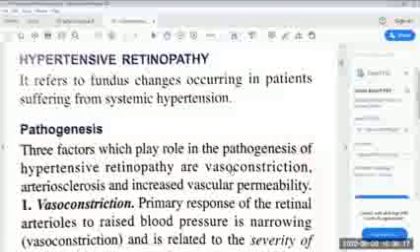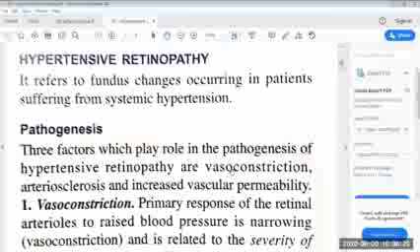Today in this session, we will discuss hypertensive retinopathy. It refers to the fundus changes occurring in the patient suffering from systemic hypertension.